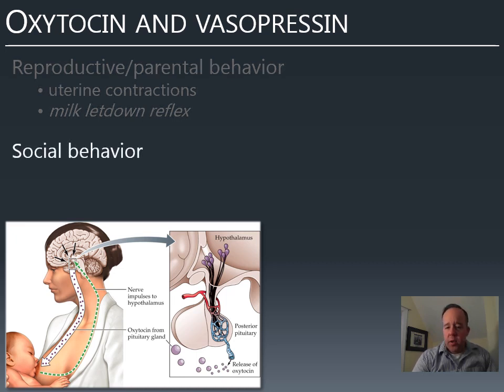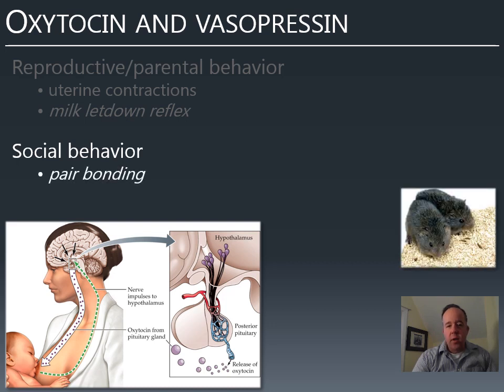And oxytocin and vasopressin are also involved in social behavior. So vasopressin in particular seems to be involved in forming relationships, what we call pair bonding. So these adorable little creatures here are called prairie voles. And prairie voles form monogamous relationships. They have close cousins called meadow voles that don't. And so there's an important difference between prairie voles and meadow voles, despite the fact that they are genetically and certainly in terms of their shape and appearance, very, very similar. And yet the prairie voles form monogamous pairs and the meadow voles do not.